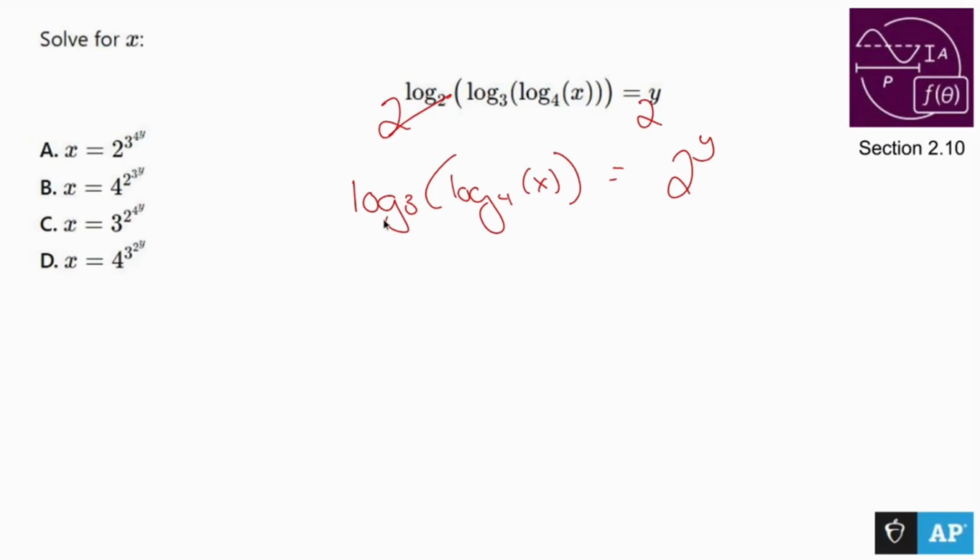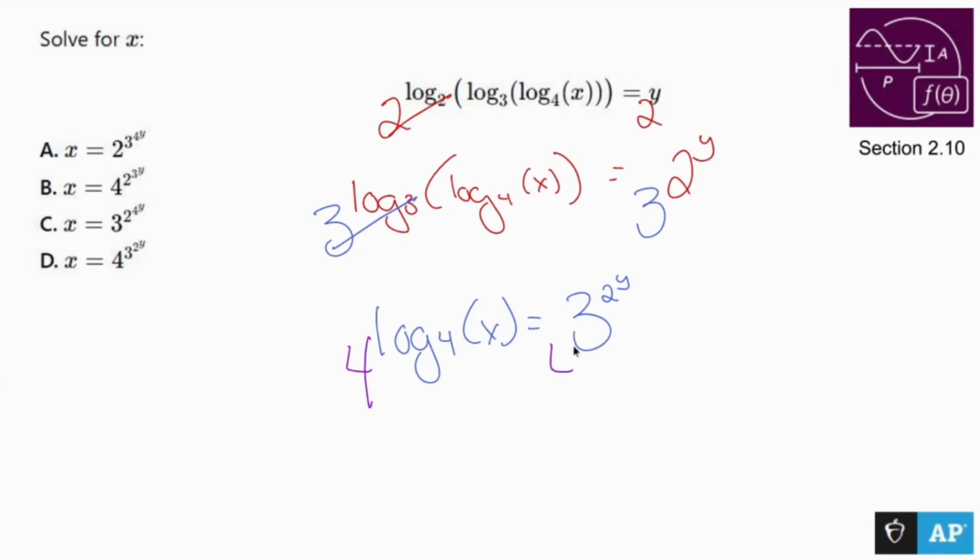Now I still have to get rid of log base 3 and log base 4. In order to get rid of log base 3, we're going to base 3 both sides, so cross you out. That drops down log base 4 of x, and on the right you have 3 to the 2 to the y power. And I have one more log to get rid of, so that's log base 4.